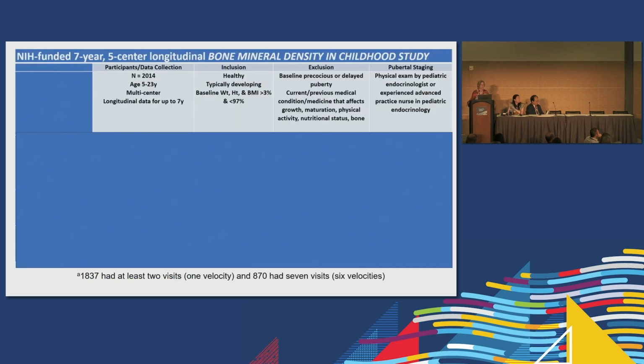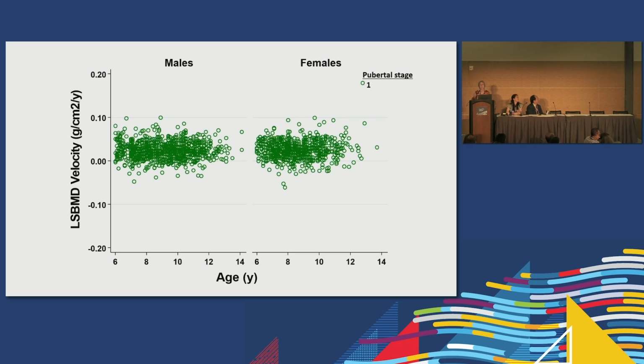A little bit more about the bone mineral density in childhood study. It was prospective, conducted over 7 years at 5 sites. And generally, these were over 2,000 otherwise healthy individuals. And to join the study, you had to have a BMI and a height greater than the 3rd percentile and less than 97th percentile. Not a lot of overweight and obesity in this population. Oh, and every one of these patients had a pubertal staging by a pediatric endocrinologist or a nurse practitioner who could do pubertal staging.